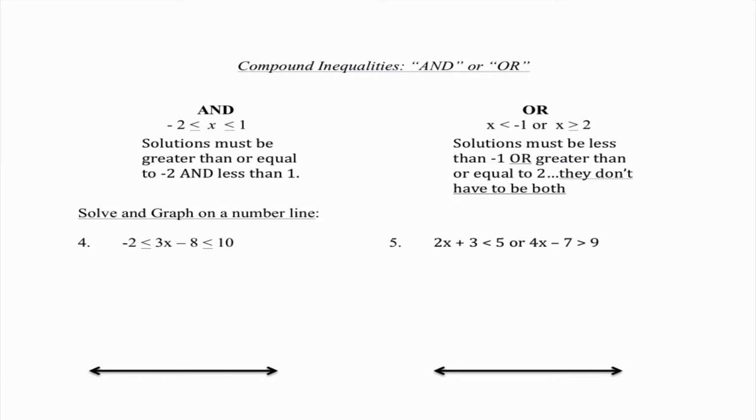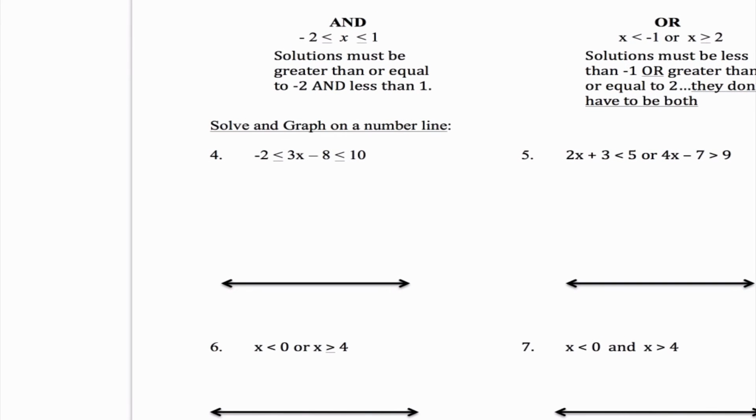Or it says x is less than -1 or x is greater than or equal to 2. This is like doing two problems on the same sheet of paper on the same exact number line. Once again, you may have learned, oh, when it's an "or," it's always on the outsides, and that's not always true. It happens a lot, but it's not going to be true all the time. So let's get straight into this here.